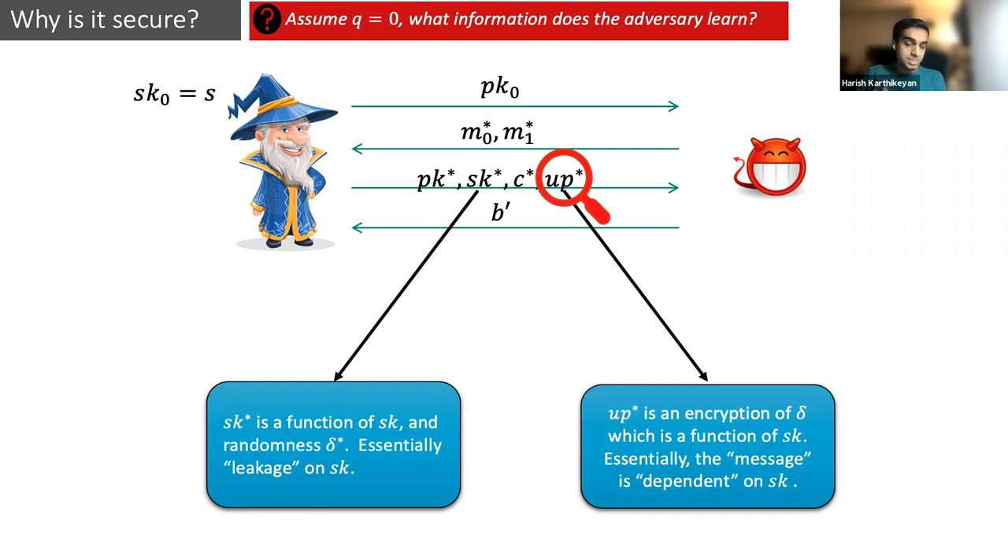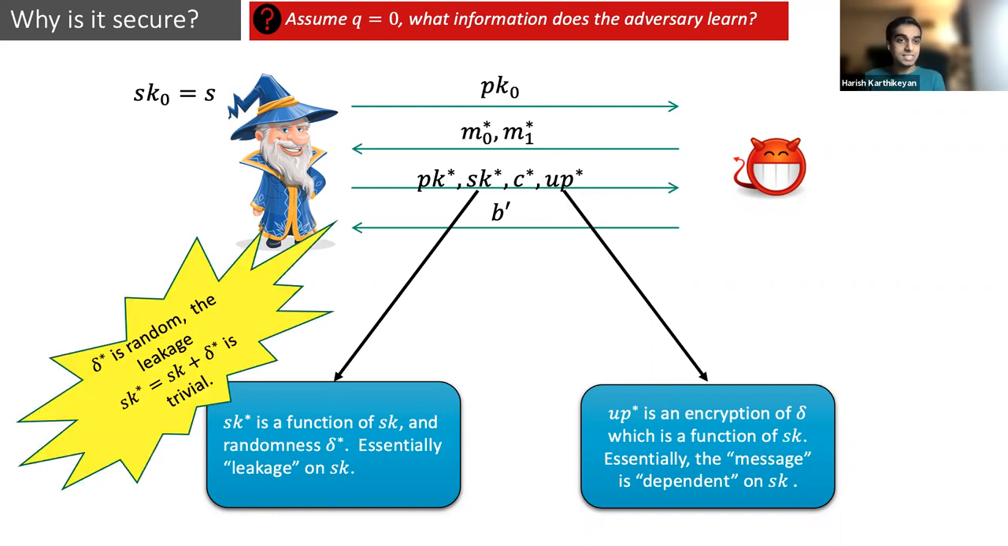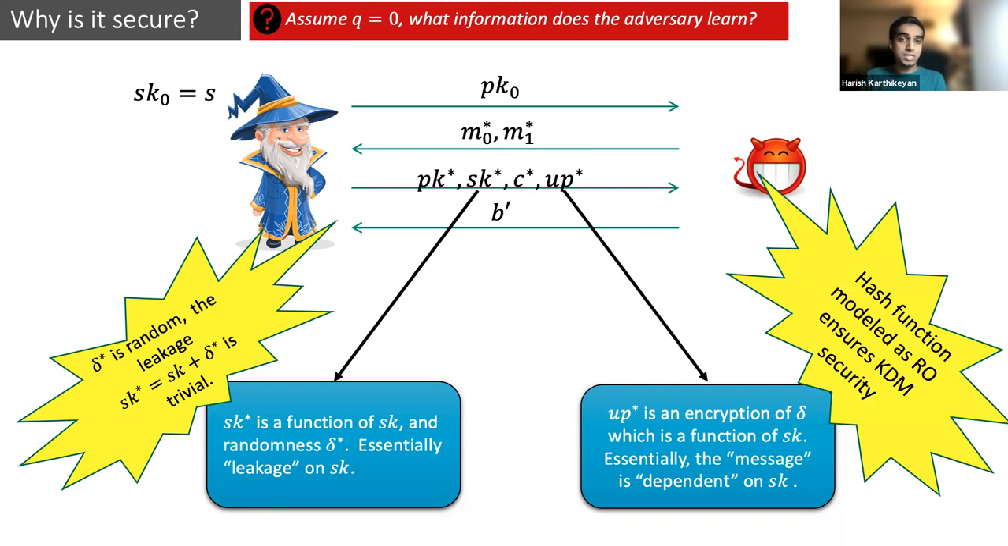Essentially here, the message is dependent on the secret key S because the message is encrypted with a PK not corresponding with S. And the message itself is nothing but SK star minus S star S. Okay, so what we have is that delta star is random, which means that the leakage is trivial. There's no leakage, you can prove it. And on the other hand, the hash function, which is modeled as a random oracle, will ensure KDM security. So this will be the intuition that we will use to launch towards standard model constructions.